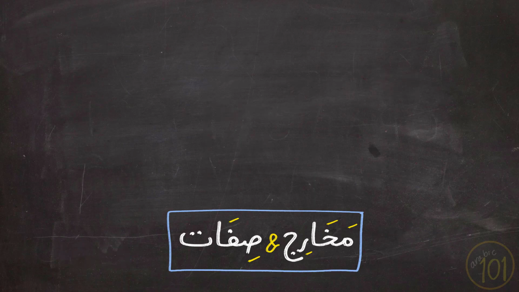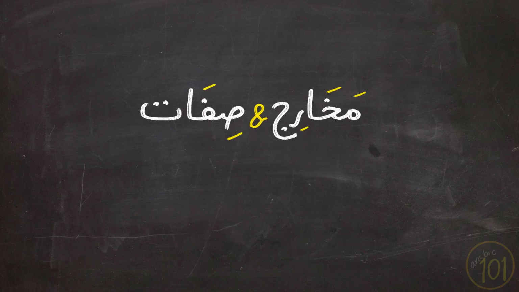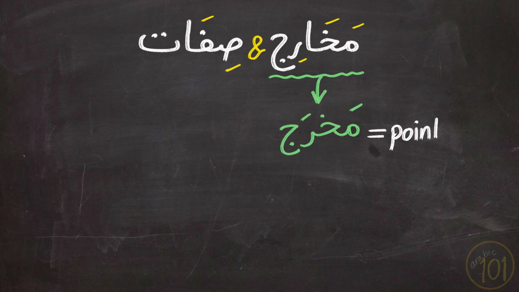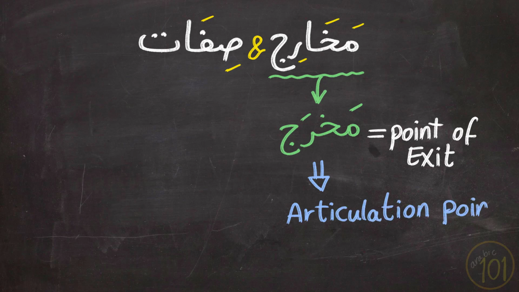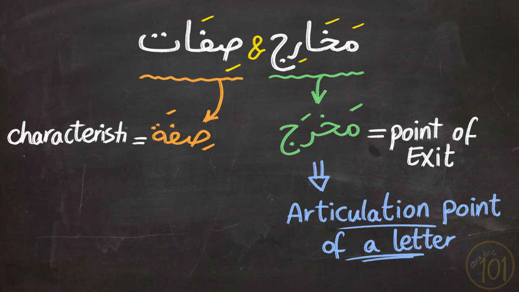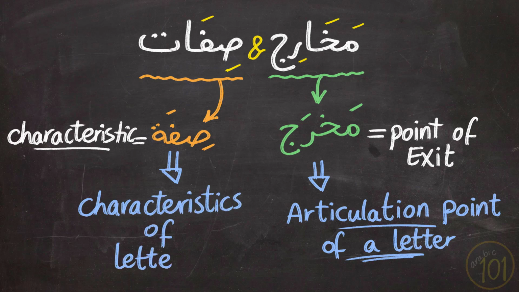So, let's get started. First of all, what is Makharij and Sifaat? The word Makharij is the plural of Makhraj, and literally it means an exit point. And in terms of Tajweed, it refers to the articulation point from which a sound is released. As for the word Sifaat, it is the plural of the word Sifa, which means a characteristic. So, Sifaat al-Huruf is the characteristics of letters.